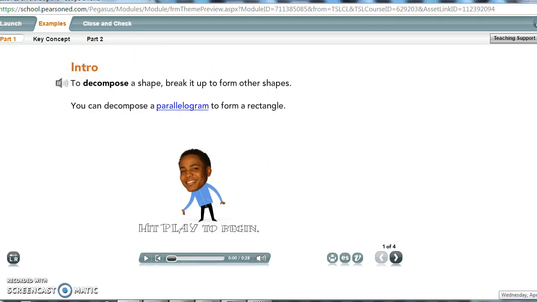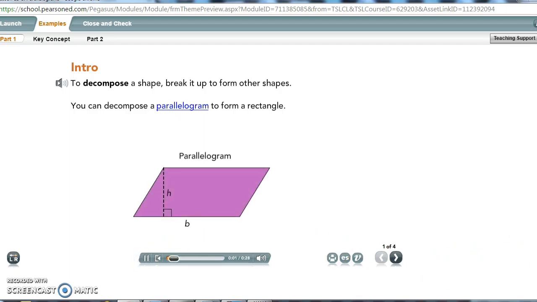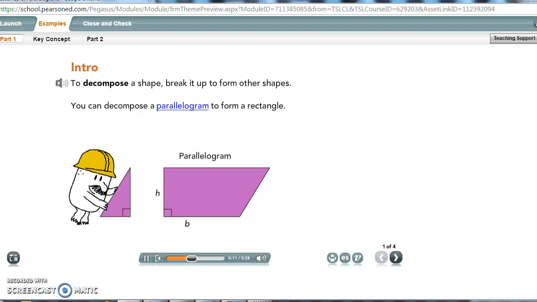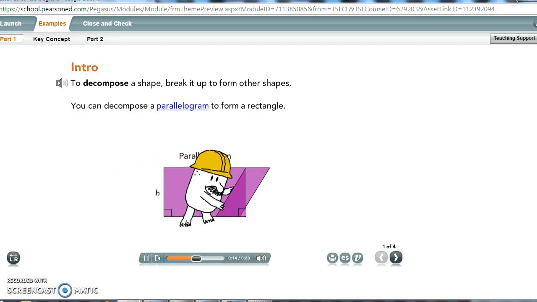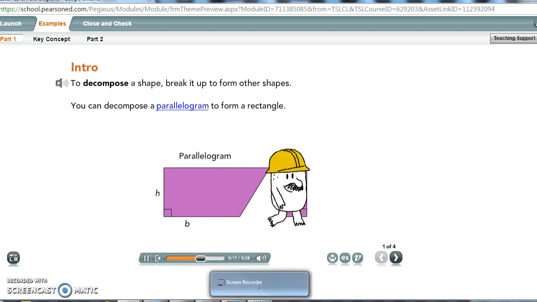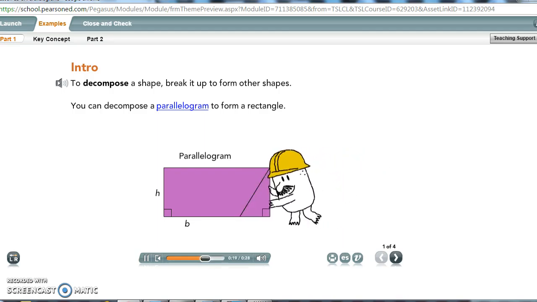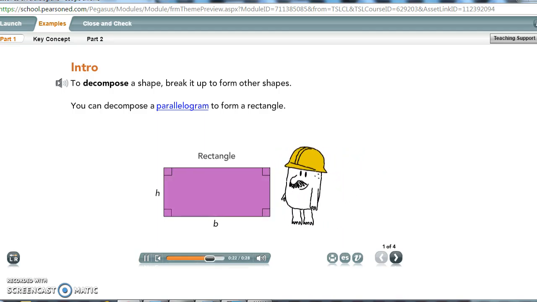To decompose a shape, break it up to form other shapes. You can decompose a parallelogram to form a rectangle. Suppose you have a parallelogram with base B and height h. To decompose the parallelogram into a rectangle, cut the parallelogram along its height. Move the triangle to the other side. Then push the pieces together to form a rectangle. So you can decompose a parallelogram to form a rectangle with the same base and height as the parallelogram.